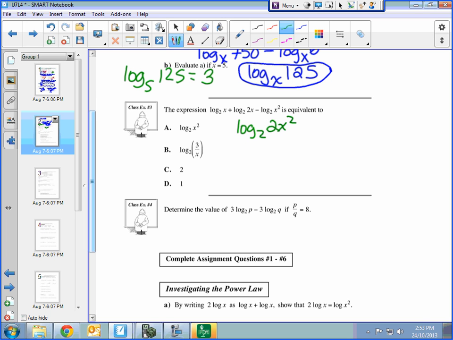And I still want to subtract log of x squared base 2. Okay, when I'm subtracting two logarithms, what do I do to my arguments? Divide. So what is 2x squared divided by x squared? 2.